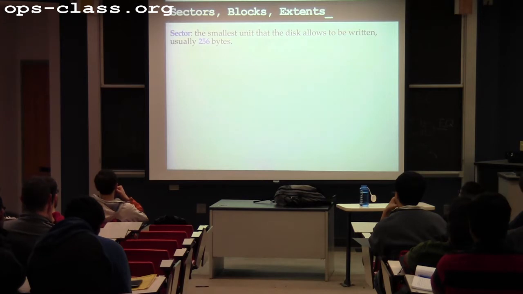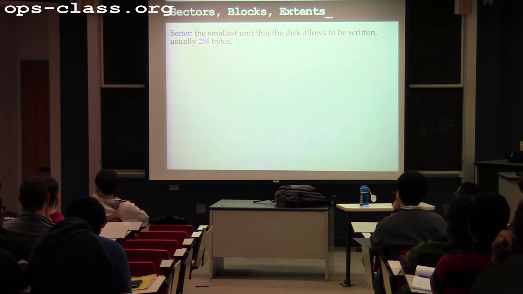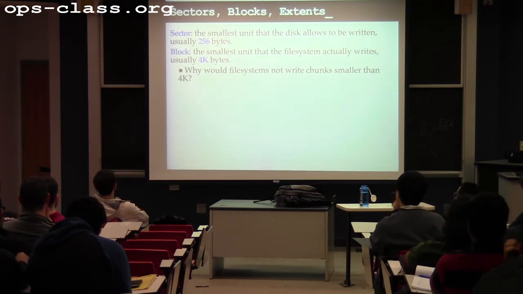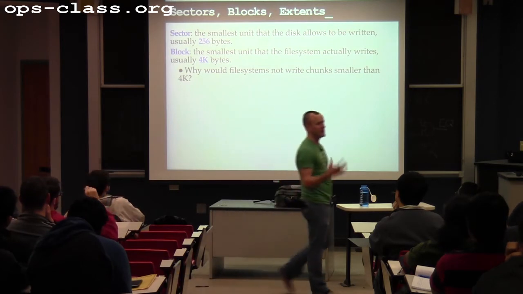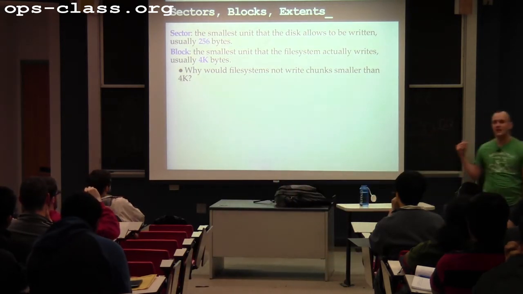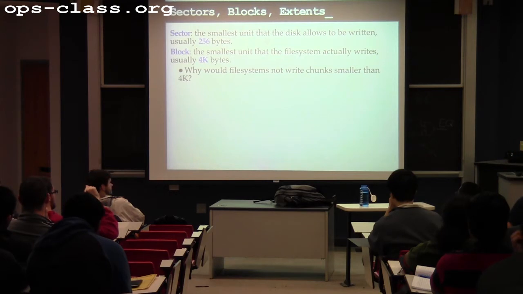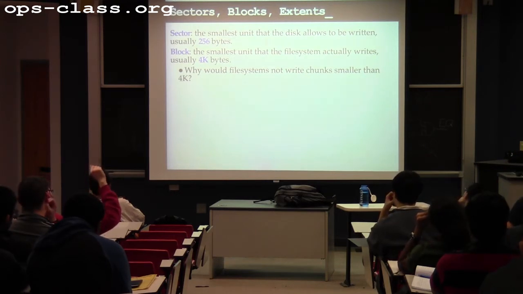First, some more terminology. So a sector is the smallest unit that the disk allows to be written. Historically, I think this has been 256 bytes, right? A block is the smallest unit that the file system will actually write, right? So file system data structures are composed of blocks. The block size is a multiple of the sector size, but usually blocks are larger than sectors, right? So here's an interesting question. Why would file systems want to use these larger blocks rather than smaller sectors?